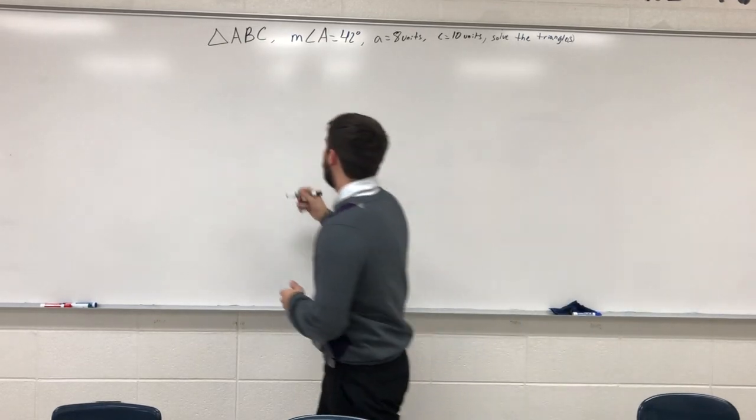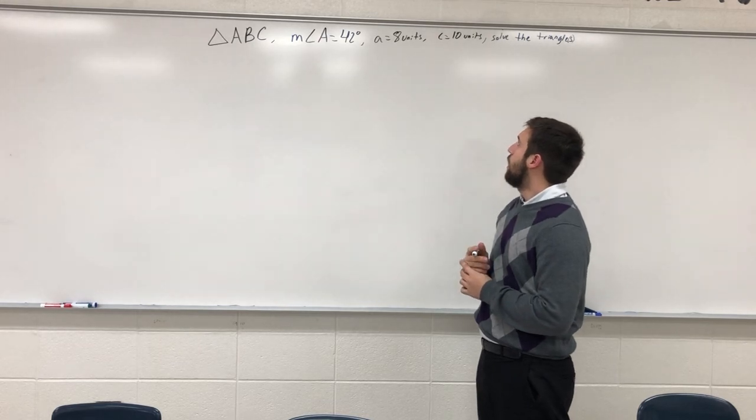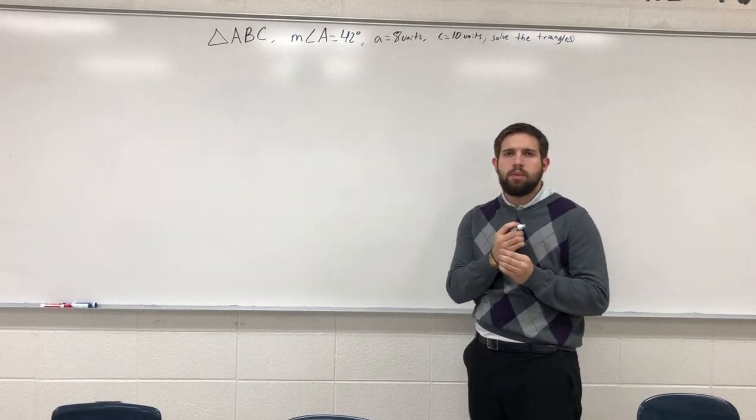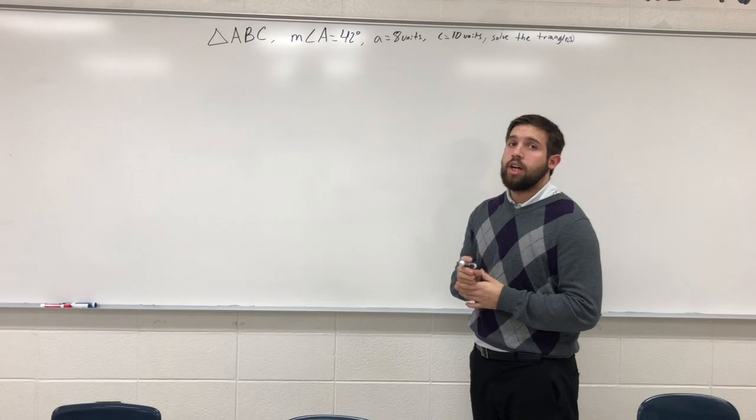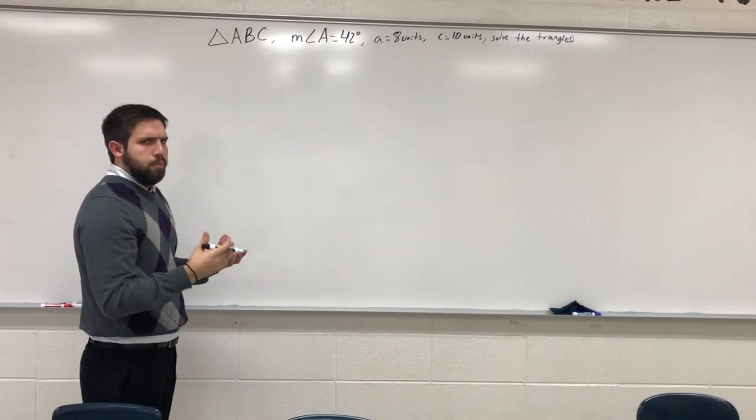So we're going to start by drawing a triangle, but we want to notice that since we have angle A, side a, and side c, the angle is not in between our two sides. So we actually have a side-side-angle case, and with that there's a possibility of an ambiguous case.